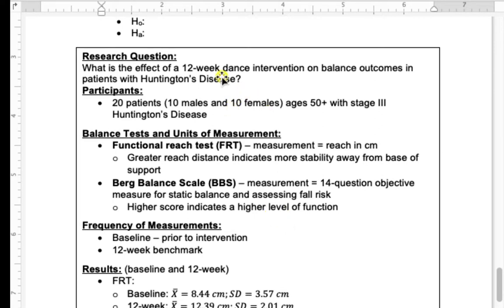In this scenario, the 12-week intervention is our independent variable, or what we are manipulating, and the balance outcomes are the dependent variable, or what we are measuring. The measurements were taken 2 times, one time prior to the intervention, which we're referring to as the baseline measurement, and then also after the 12 weeks were up. The results are listed here. So we have means and standard deviations of all of our subjects collected for both measurement times for both tests.